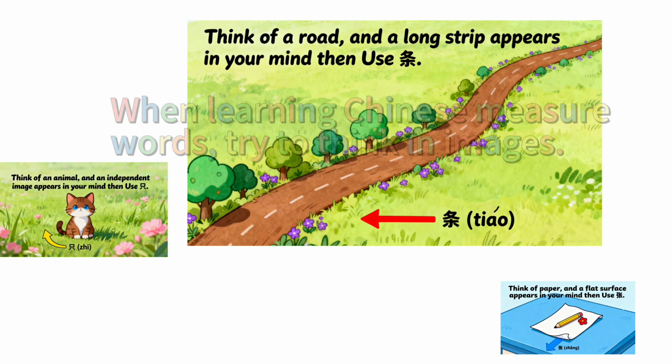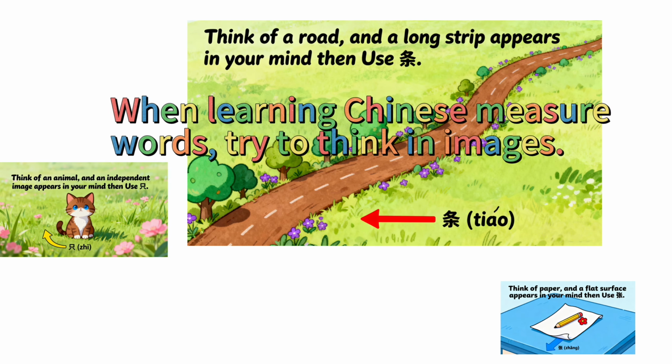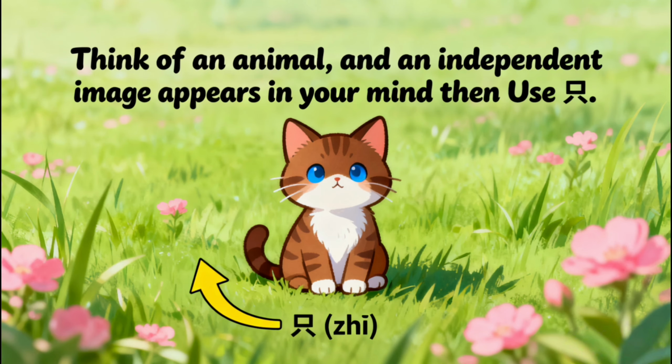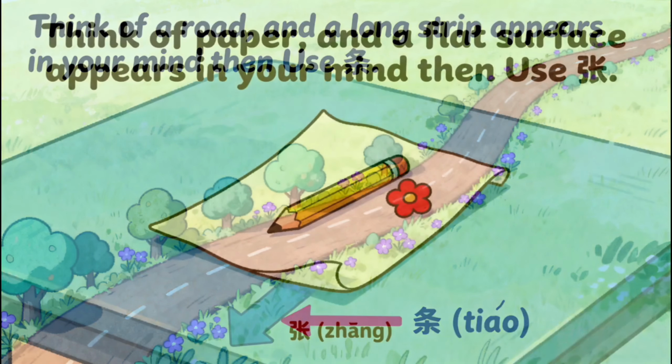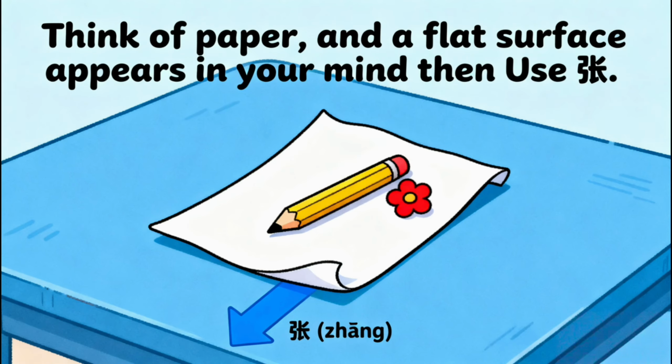Core logic summary. When learning Chinese measure words, try to think in images. When you think of an animal and an independent image appears in your mind, then use zhi. Think of a road and a long strip appears in your mind, then use tiáo. Think of paper and a flat surface appears in your mind, then use zhāng.